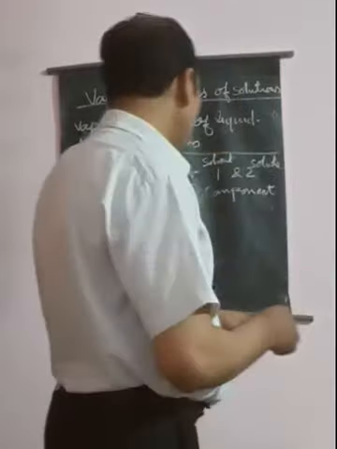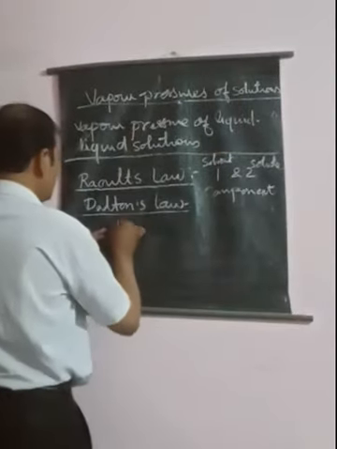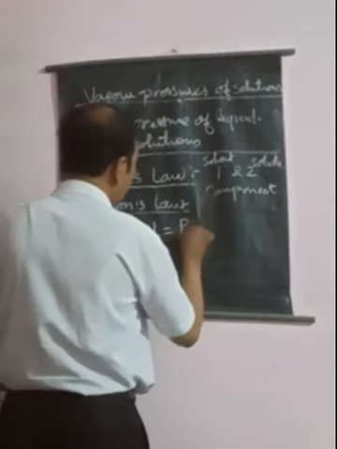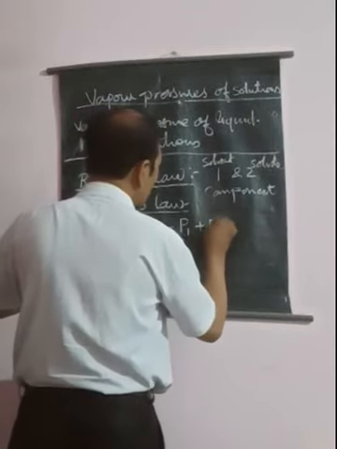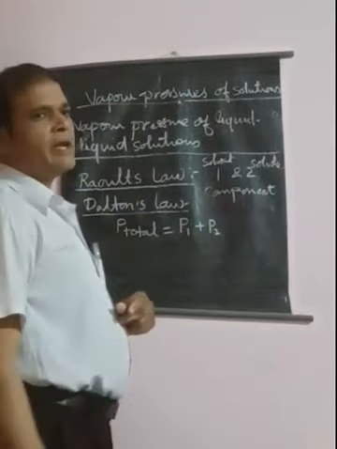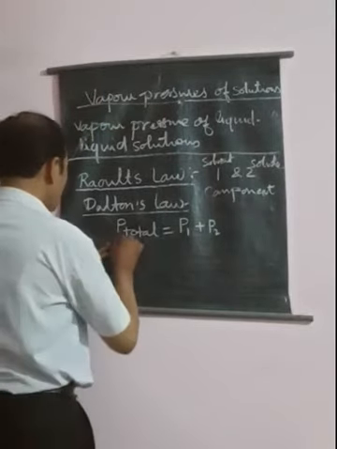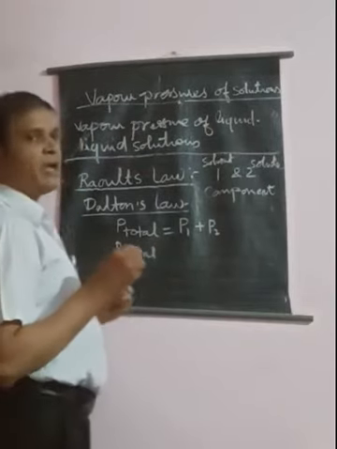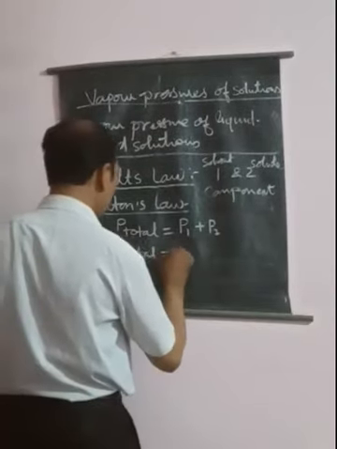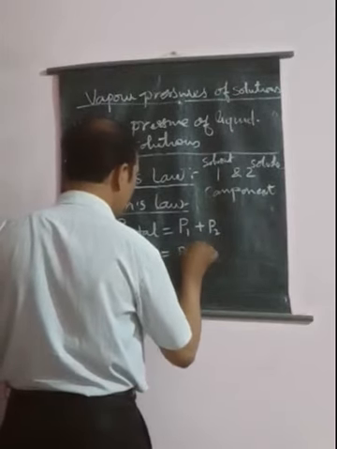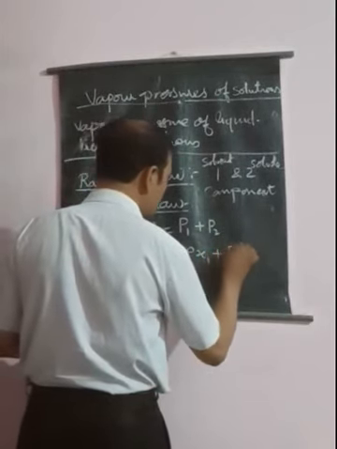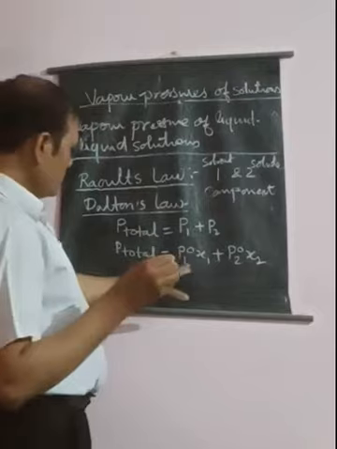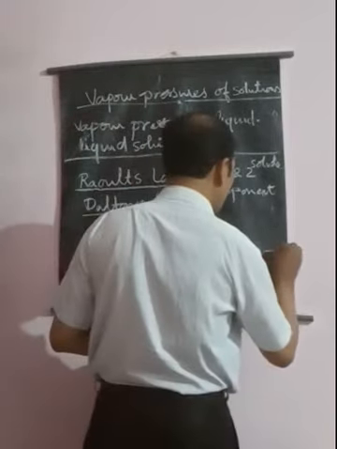So, according to Dalton's law, we can write P total will be equal to P1 plus P2, for both these components 1 and 2. Now, on putting the values of P1 and P2, we can write P total will be equal to P1 naught x1 plus P2 naught x2. Suppose this is equation number 1.